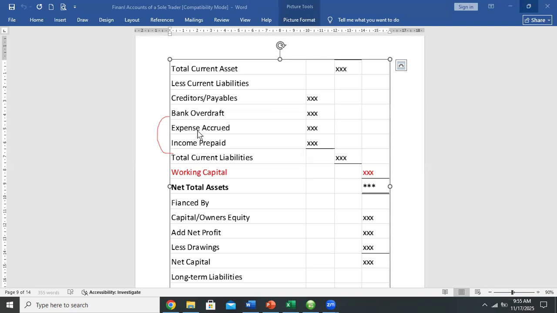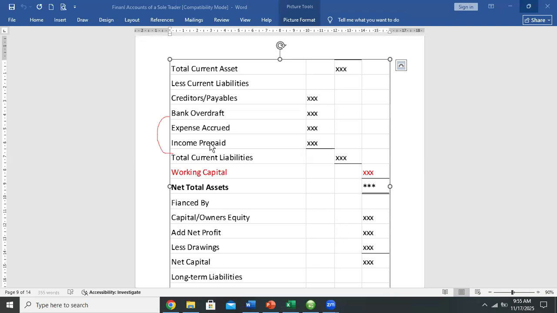Then expenses accrued. So professors, the expenses accrued is the opposite of prepaid expense. You remember the prepaid expense means you pay before you even incur the expense, like the electricity, you pay before you use it. But accrued expense here means that you have used or you have incurred the expense, but you haven't paid. So it's like expenses you are owing. So accrual, like I indicated, means owings or arrears or outstandings.